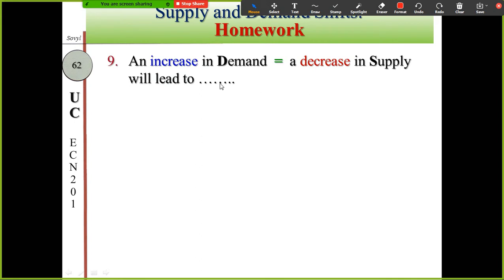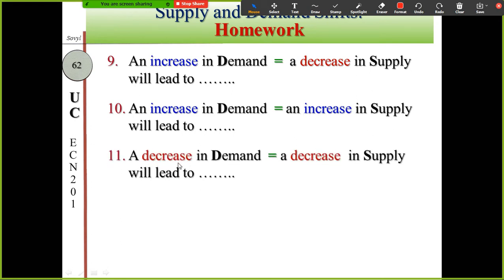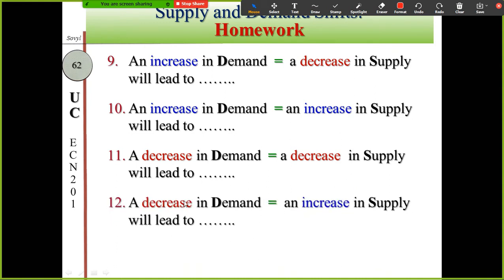Then the equal cases: an increase in demand equal to a decrease in supply. An increase in demand equal to an increase in supply. A decrease in demand equal to a decrease in supply. A decrease in demand equal to an increase in supply. So this is your homework.